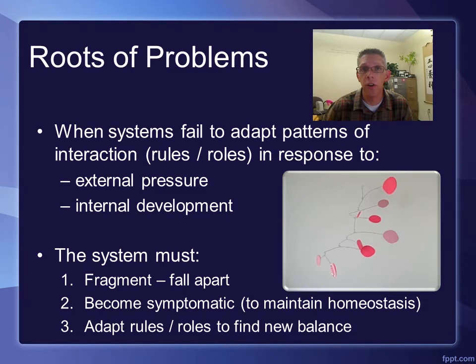And then the third alternative is what we hope happens. It's what happens with healthy families. The family adjusts its way of being, its way of interacting with each other, and they find a new balance.